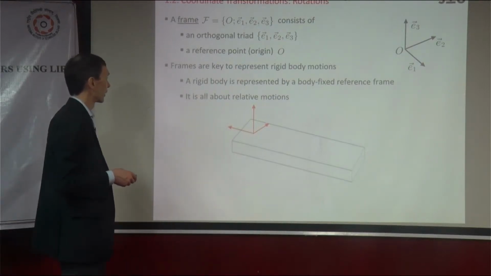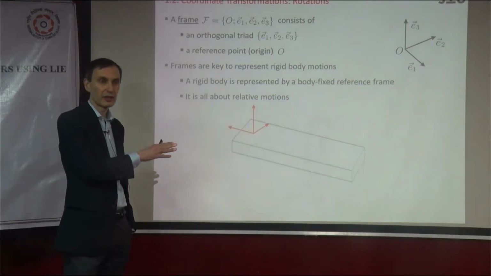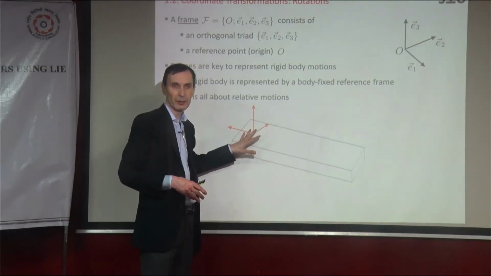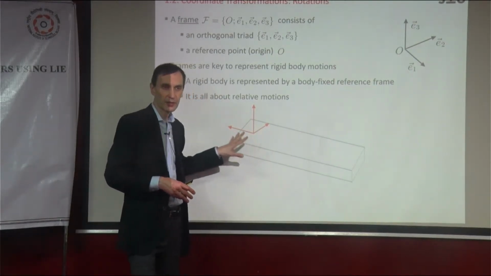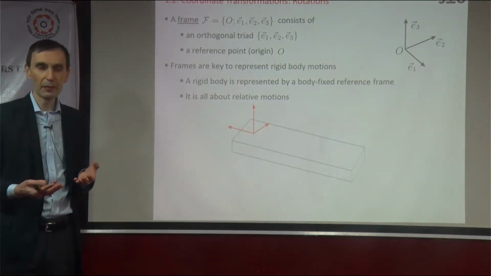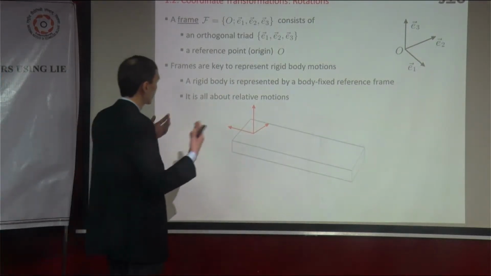so yeah, as I was saying, once you have affixed a frame to a rigid body, then you know everything about the rigid body motion. The only question is, how do you describe the frame motion? I mean, how do you describe the orientation and the displacement of the frame?